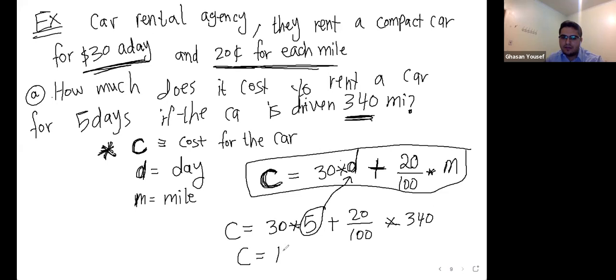30 times 5 is 150, plus 0 by 0, 0 by 0. Here I get 68, and this will give me the answer, which is 218. Clear, good, perfect. I hope this is fine. Is it clear?